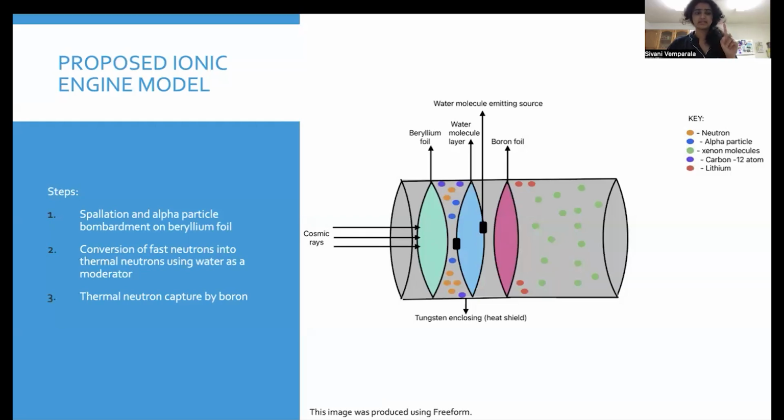The first one being spallation and alpha particle bombardment on the first layer, which is the beryllium foil. Now, spallation is a type of violent chain reaction or a cascade process wherein high energy protons bombard high atomic mass elements such as lead, tungsten, or even low atomic mass such as beryllium foil to produce a large number of neutrons with exceedingly high energies, more than the incident high energy proton over here.